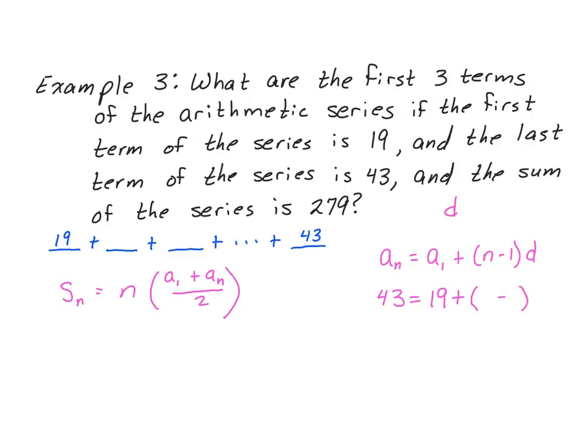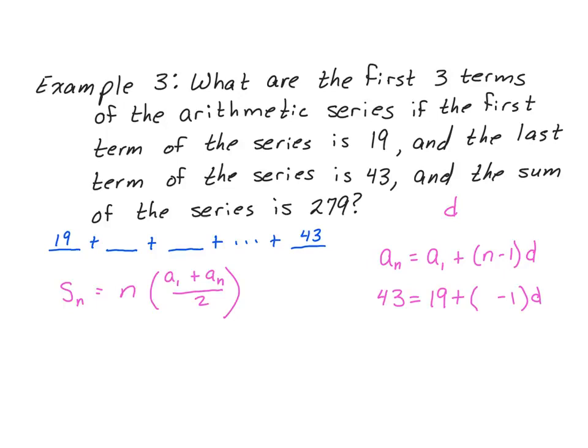However, what we do not know is how many terms we have. We don't know what n is. And in order to find d, we need to know how many terms there are. All right, so we need to know how many terms are in between here and here. Well, what we're going to do is we're going to come back to this formula over here to find out that n value.